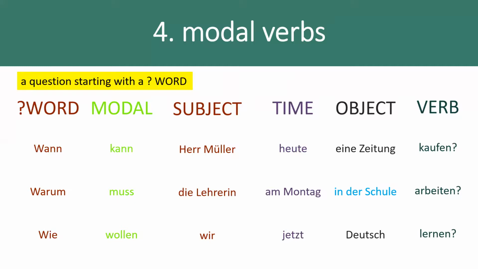Also wann kann Herr Müller heute eine Zeitung lesen? When can Mr. Müller buy a newspaper today? Warum muss die Lehrerin am Montag in der Schule arbeiten? Why does the teacher have to work on Monday in school? Und wie wollen wir jetzt Deutsch lernen? How do we want to learn German now? Ja, also das sind die Fragen mit Fragewörtern mit Modalverben. So these are the questions with modal verbs starting with a question word.